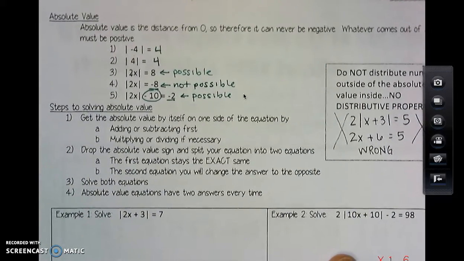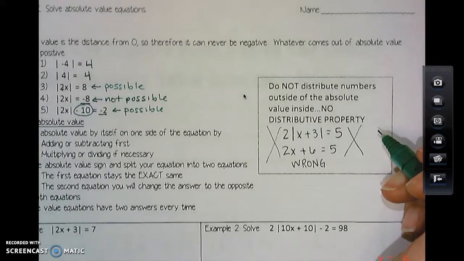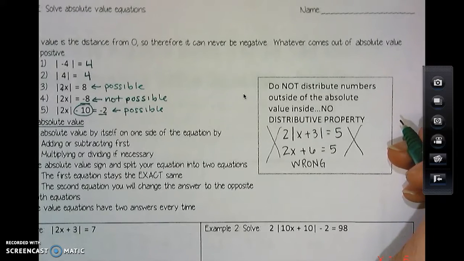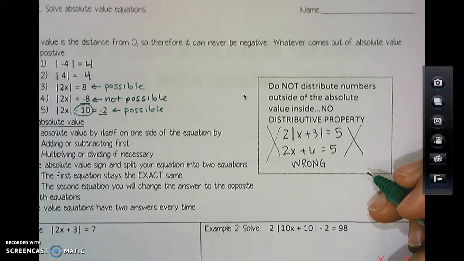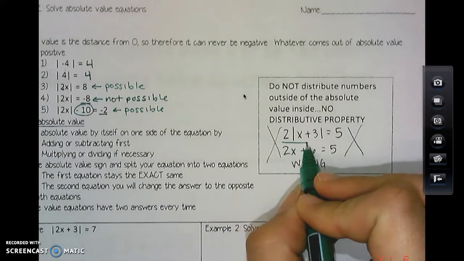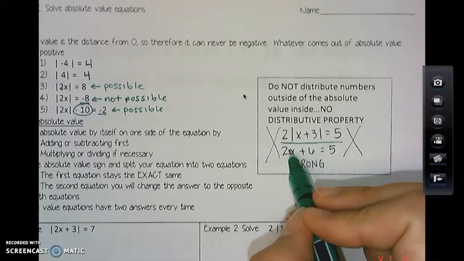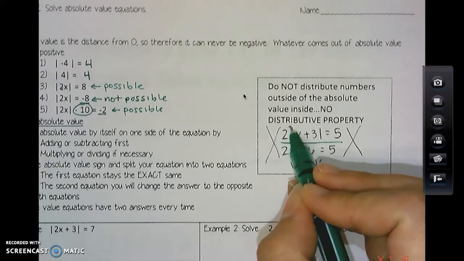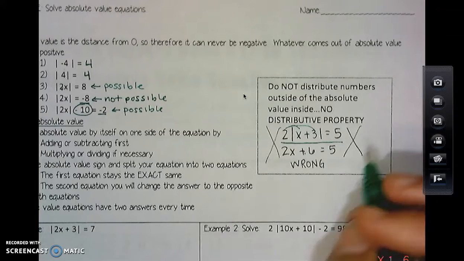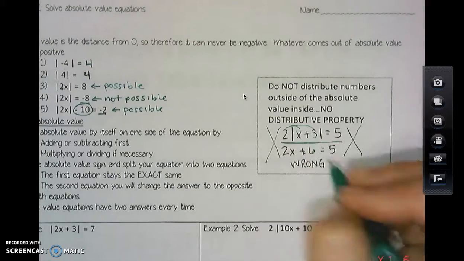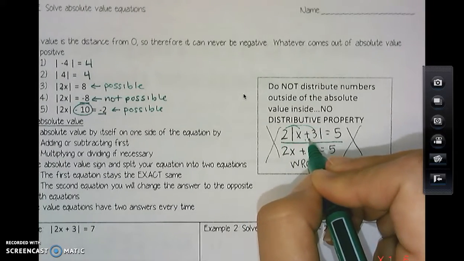Okay, so let's talk about this for a second. This box over here is really key. I know every time we see grouping symbols, the first thing we want to do is distributive property. But with absolute value, you cannot do distributive property. So if I had this problem here, 2 times absolute value of x plus 3 equals 5, students typically want to do 2x plus 6 equals 5 because they want to distribute that 2. That is not possible. We cannot do that. So never, never, never use distributive property with absolute value. You're not distributing a number outside the absolute value to inside the absolute value.